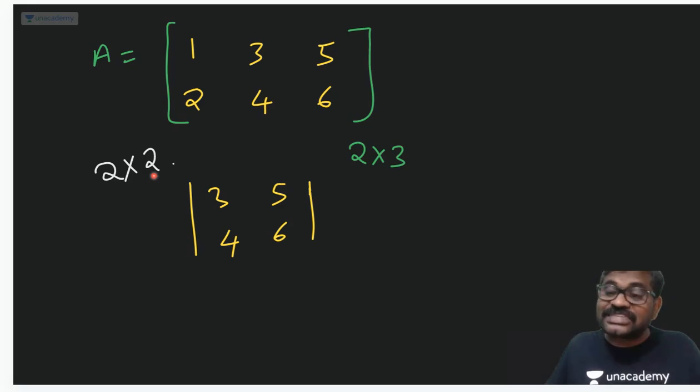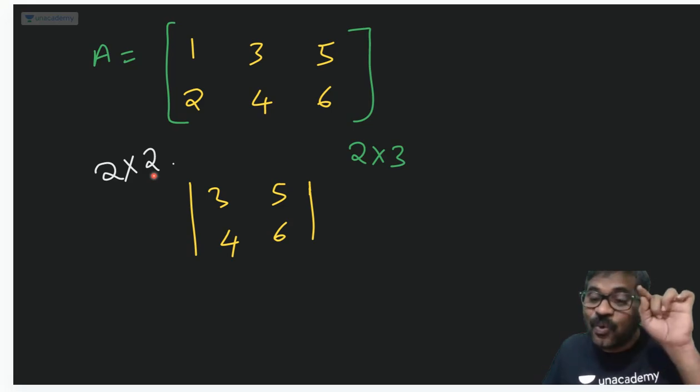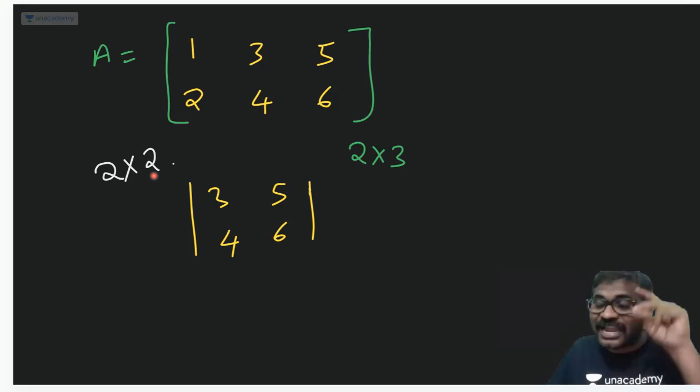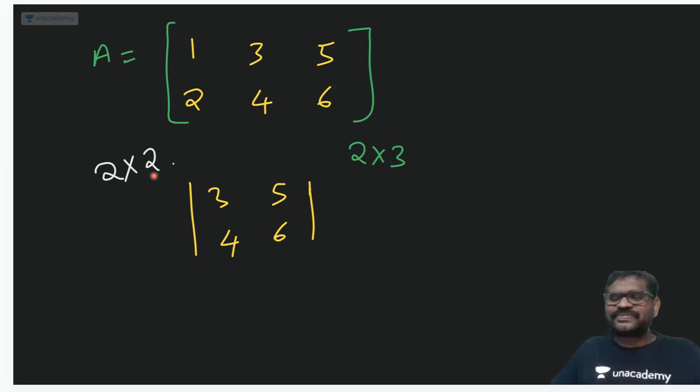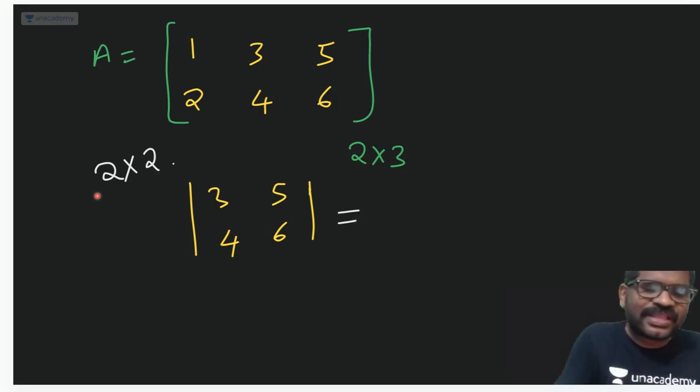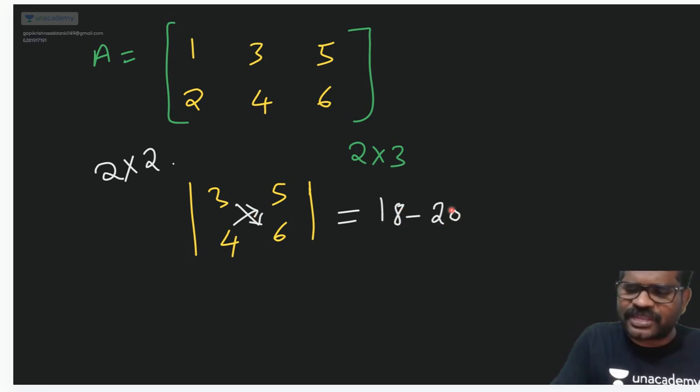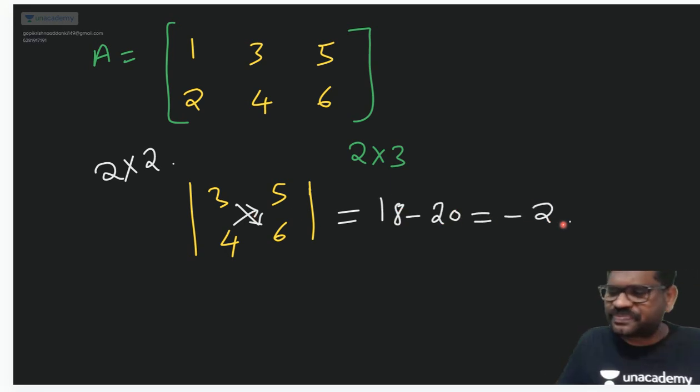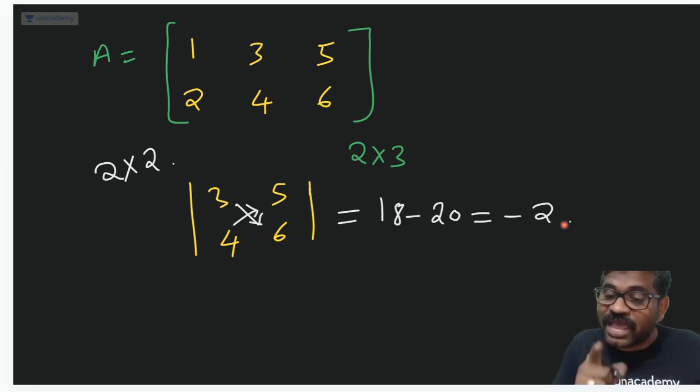At least one 2 cross 2 minor is non-zero. Rank is 2. Observe. 18 minus 20. Value is minus 2. We are not interested in what the value is. We are interested in whether the value is non-zero or zero. Minus 2 is non-zero or zero? Non-zero.